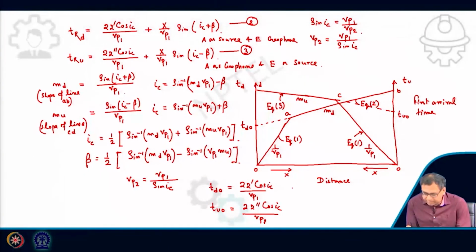So from here I will get Z dash is equal to half TD0 VP1 divided by cos IC, and Z double dash is equal to half TU0 VP1 divided by cos IC.